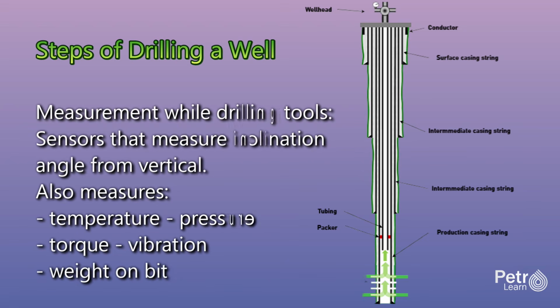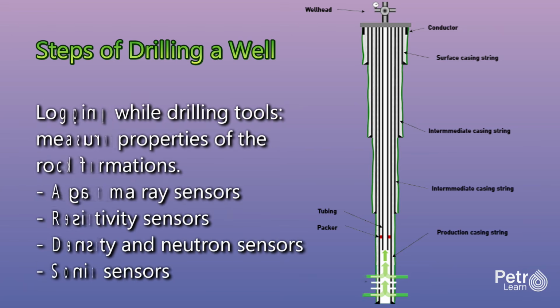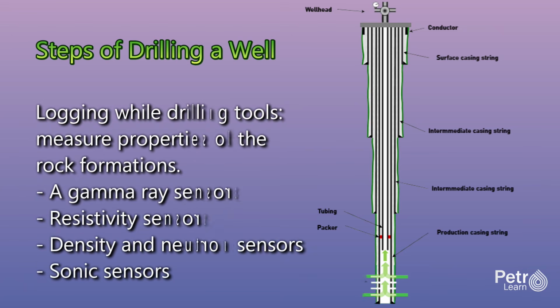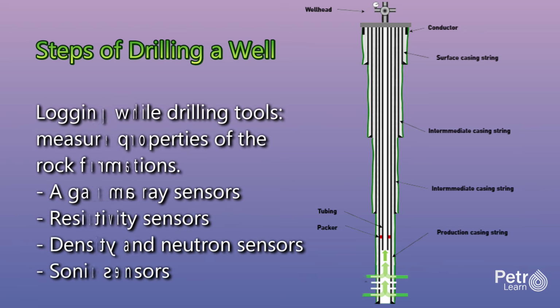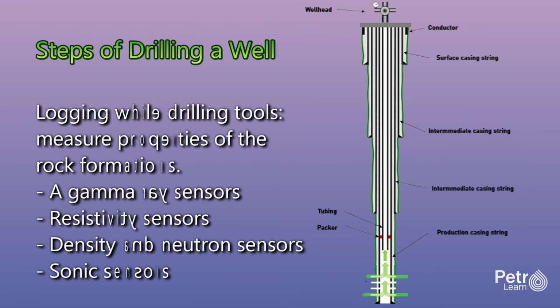Data transmission rates are slow, typically 1 to 12 bits per second, but adequate for real-time directional control. Logging while drilling tools, called LWD, add formation evaluation capability. These tools measure properties of the rock formations being drilled. A gamma-ray sensor measures natural radioactivity, which helps identify shale versus sandstone or limestone.